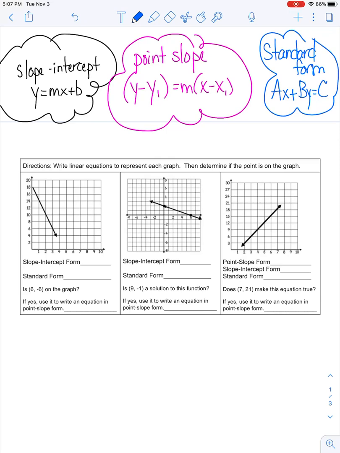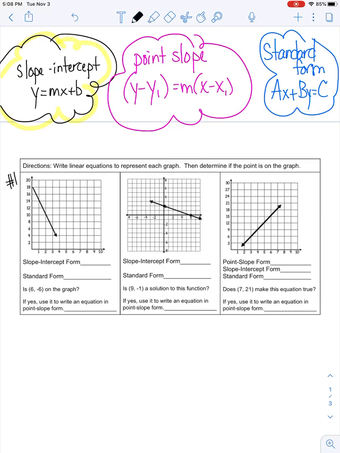So just to set you up for success on this, most of the time, I start looking at graphs using the slope-intercept form. That is my go-to when I start writing equations. So let's look at a few examples.